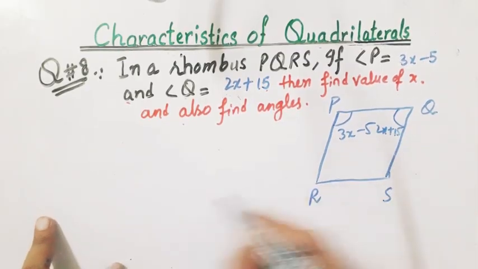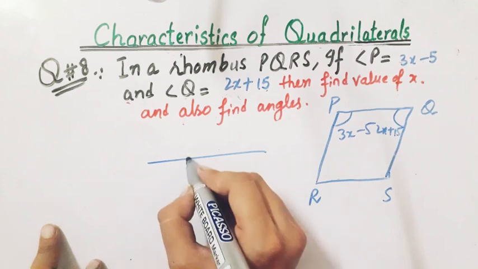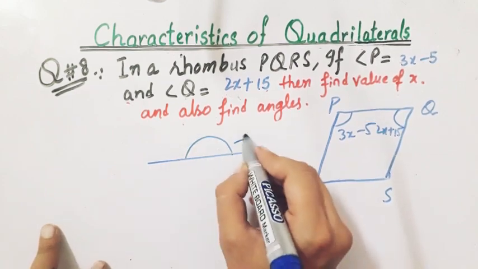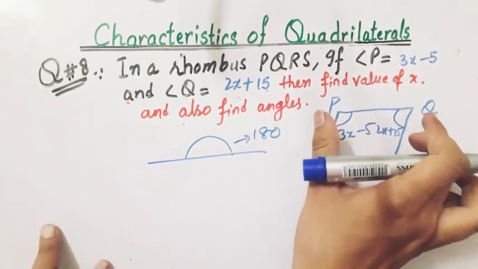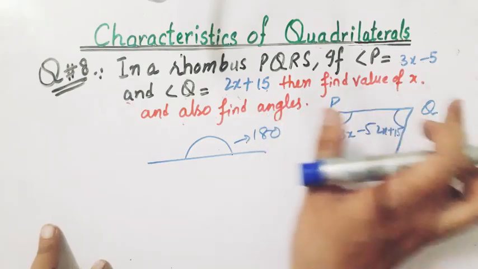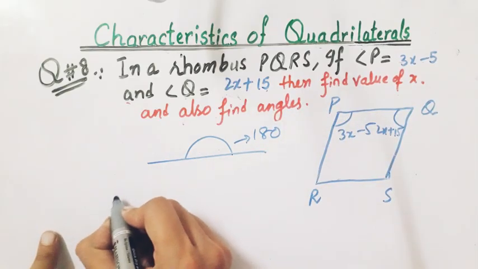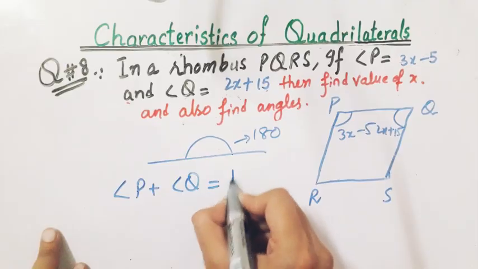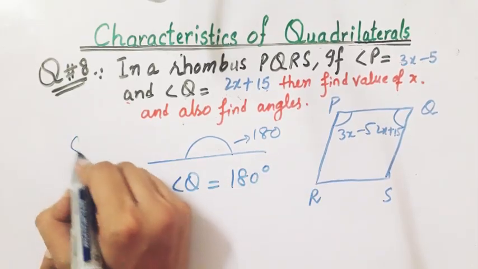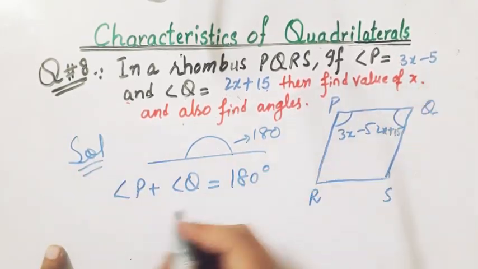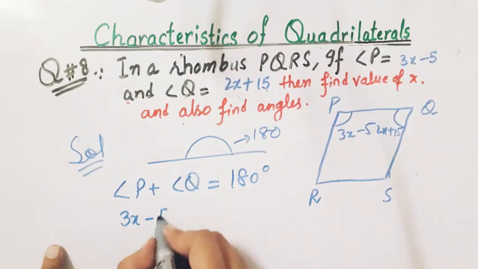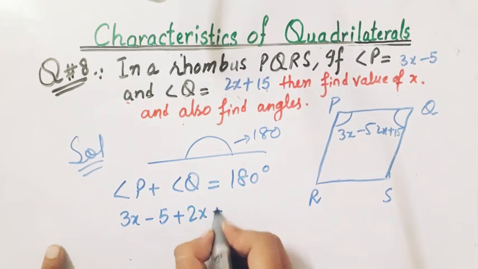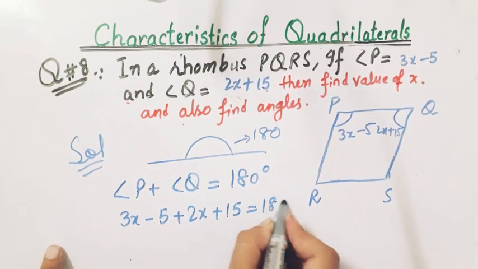Now you know this angle is 180. These angles are drawn on the same line. That's why we will say angle P plus angle Q equals 180 degrees. This is the solution. So just write these two values: 3x minus 5 plus 2x plus 15, both equal 180.